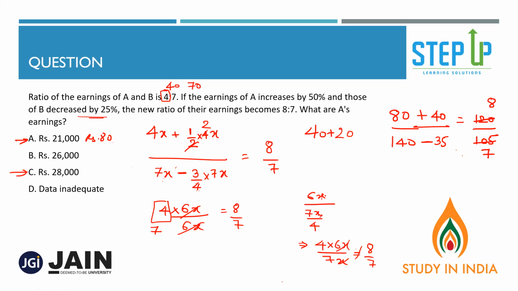People, I hope you are getting my point. My point here is that when you are trying to use this method, 6x by 7x by 4, your x and x is getting cancelled. So basically what you are calculating at the end, something we need to calculate. I cannot say 28,000 is the only correct answer, because another person can say, no, my favorite number is 80 and 80 is also giving an answer. Then why not 80 is there in the options?